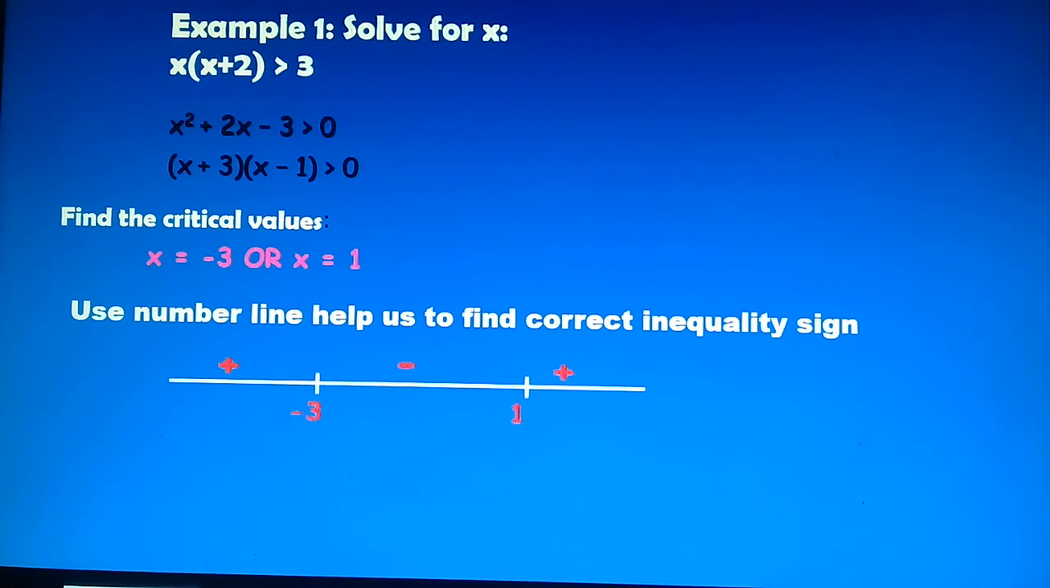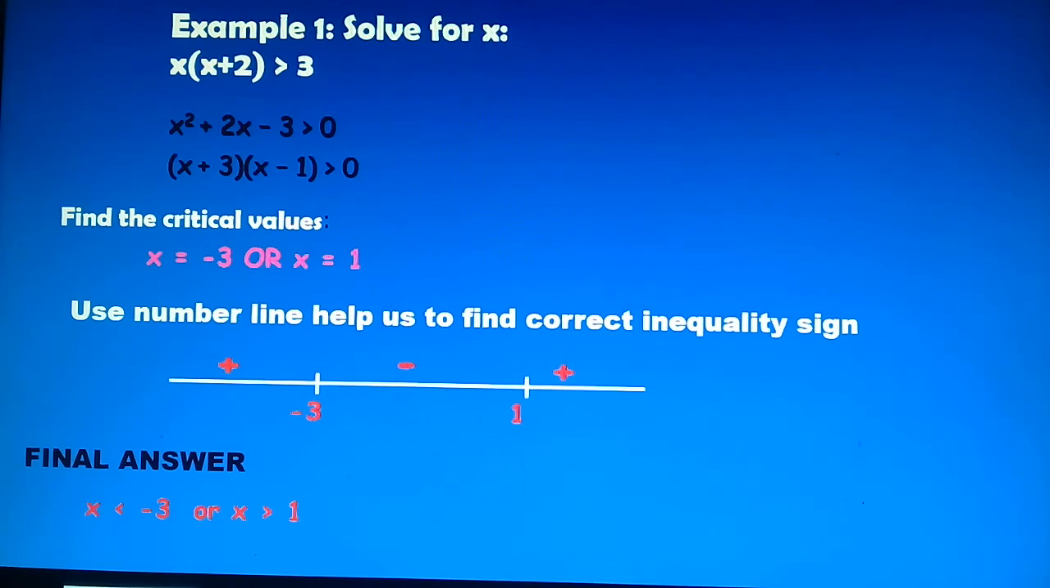Remember our question: solve for x if x squared plus 2x minus 3 is greater than 0. Now we focus on our number line and look at the part where the whole expression is greater than 0. It means we're interested in the positive sign. From minus 3 to the left we have a positive sign, and from positive 1 to the right we have a positive sign. Then we write the final answer as inequalities.